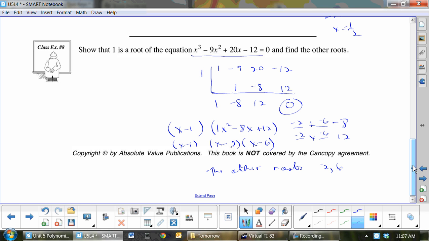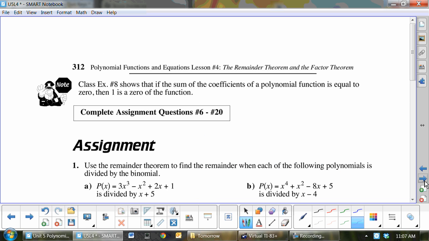So not too heavy of a day. I think it's pretty well review. So we're going to do 1 to 20, but for 7, just do A and D.